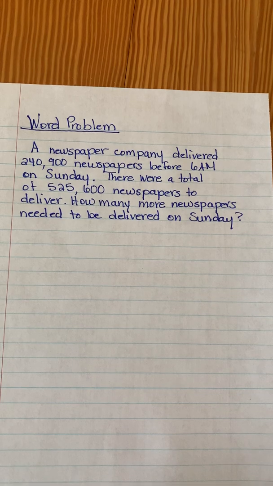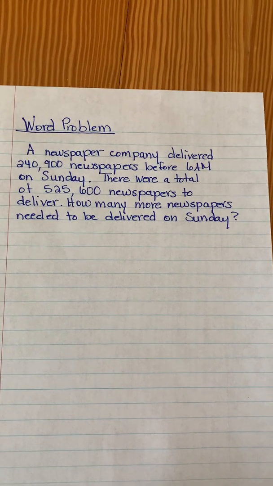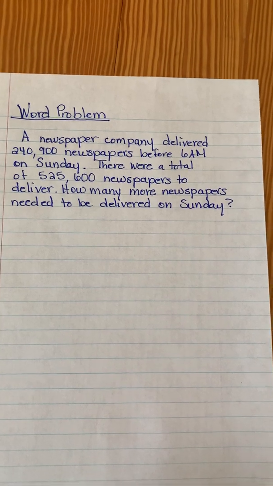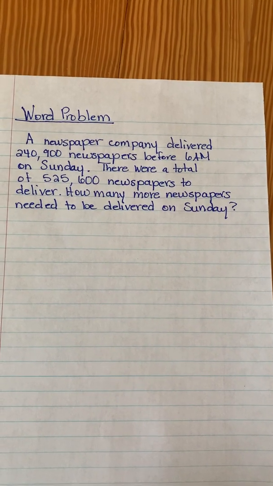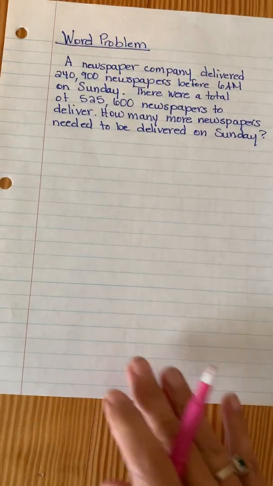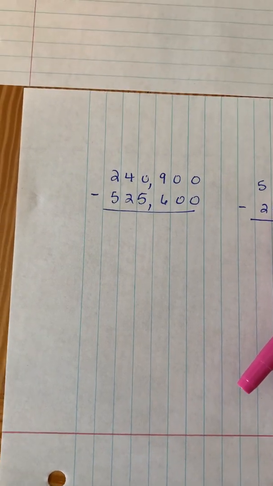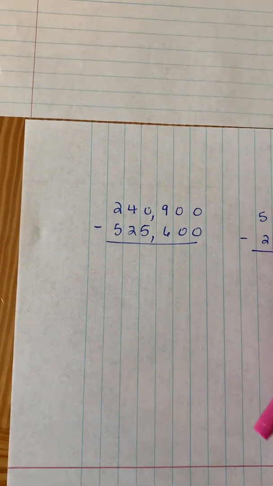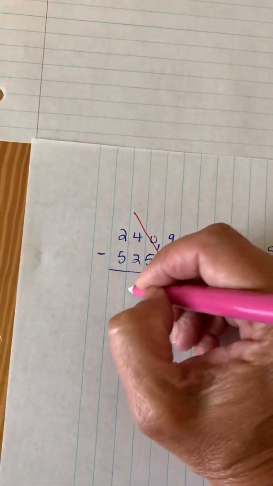I know, let me think, what do I know? I know that there were 240,000 newspapers delivered before 6, and then there were a total of 525,600 delivered in all. So I'm just going to go ahead and write my problem. I've already written it here. Look at my problem. Boys and girls, is there something wrong with my problem? Yes, there is. I'm going to put a big X over this.